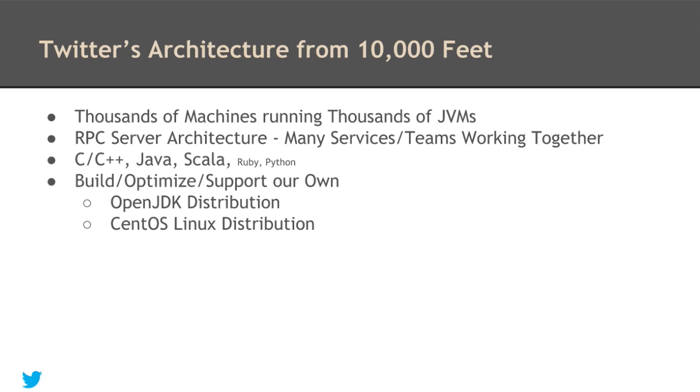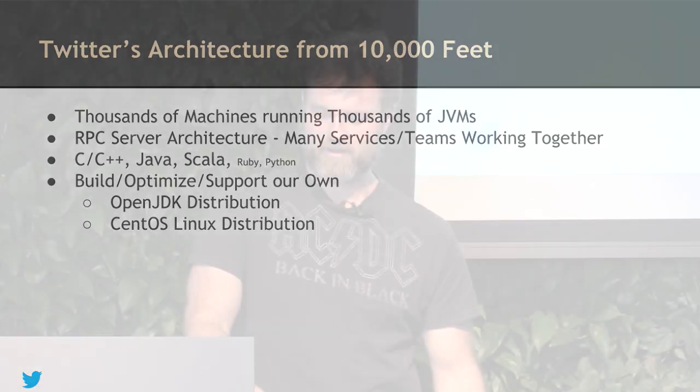All right, so brief architectural overview. We have thousands of machines running tens of thousands of JVMs. Essentially, it's an RPC server architecture. We have many, many services and teams working together. A service is a team. That's essentially how we scale. We run C, and there's some C++ where performance is critical and preferences win. But we are mostly Java and Scala and a little bit of Ruby and Python scattered about.